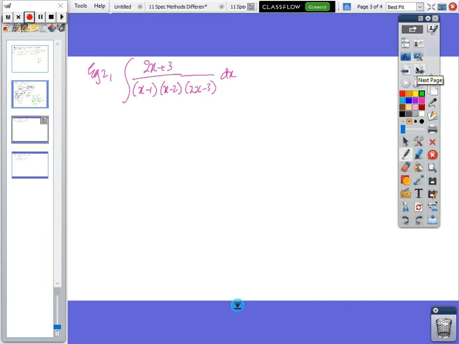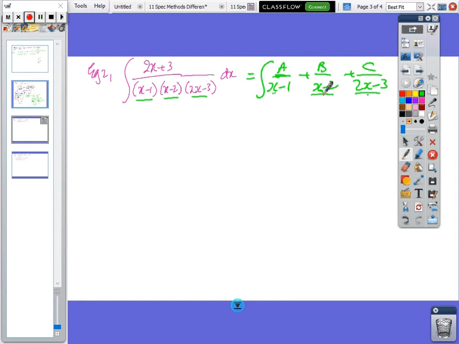Okay, so this time we've got 3 factors. X minus 1, x minus 2, 2x minus 3. So we're going to have 3 letters: a over x minus 1 plus b over x minus 2 plus c over 2x minus 3. So you can imagine if we're going to do the cross multiply method, A would end up having those x minus 2 and 2x minus 3 as its factors, as its other numbers. B would have x minus 1 and 2x minus 3. C would have that.